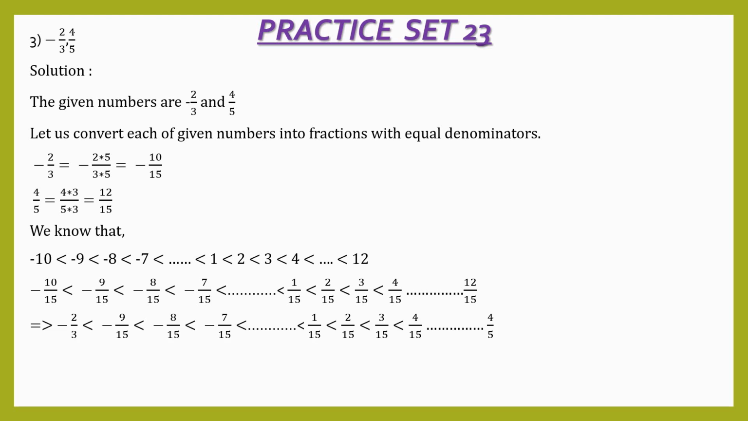So hence, the three rational numbers between minus 2 upon 3 and 4 upon 5 are minus 9 upon 15, minus 7 upon 15, and 4 upon 15. So I have picked up these three rational numbers.